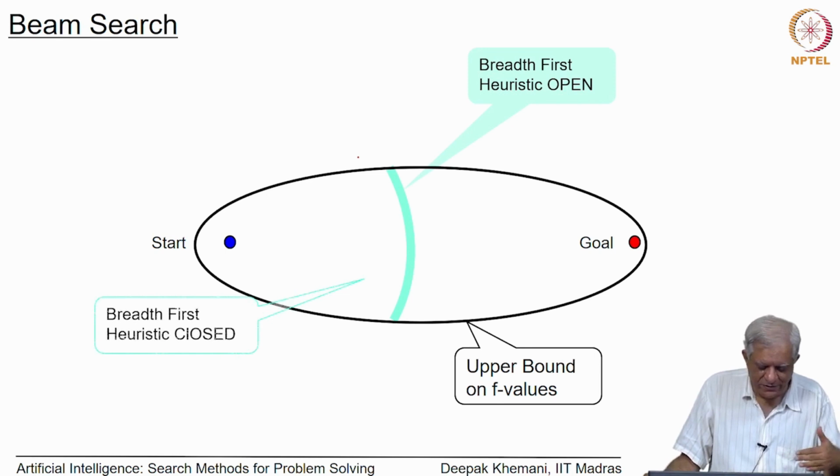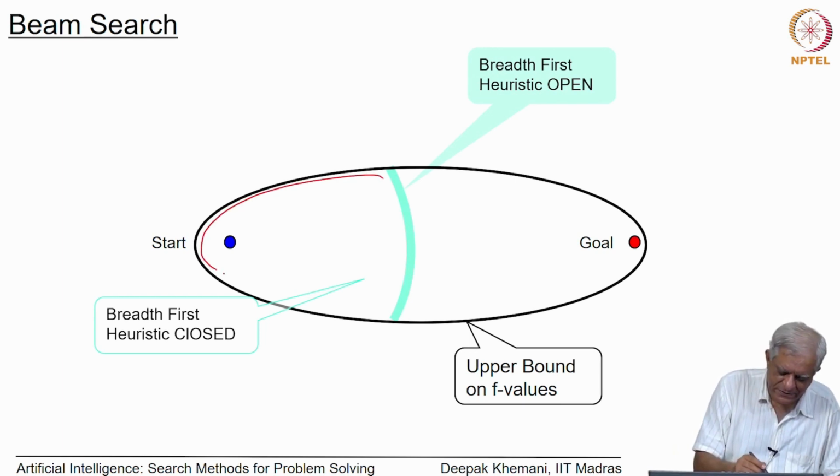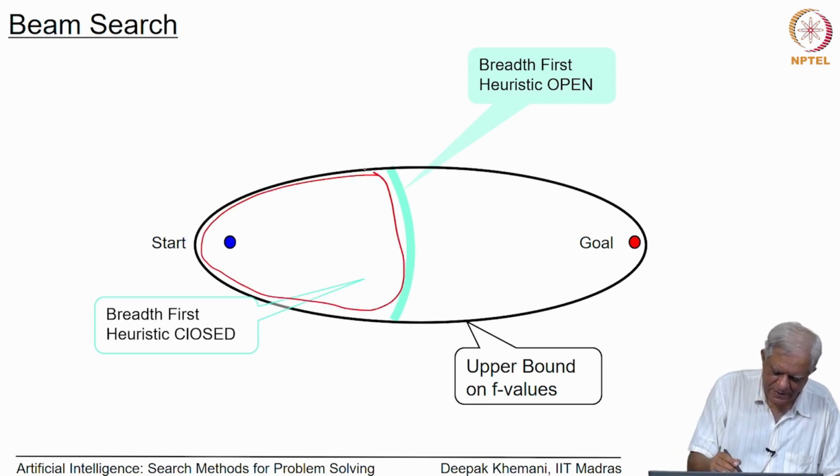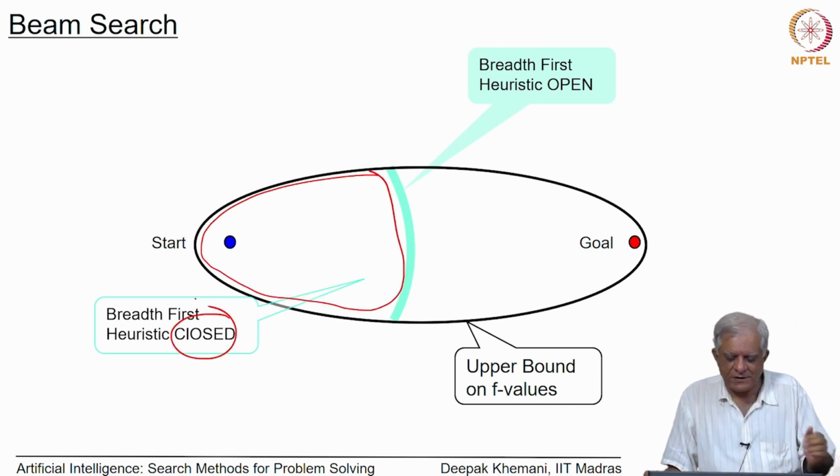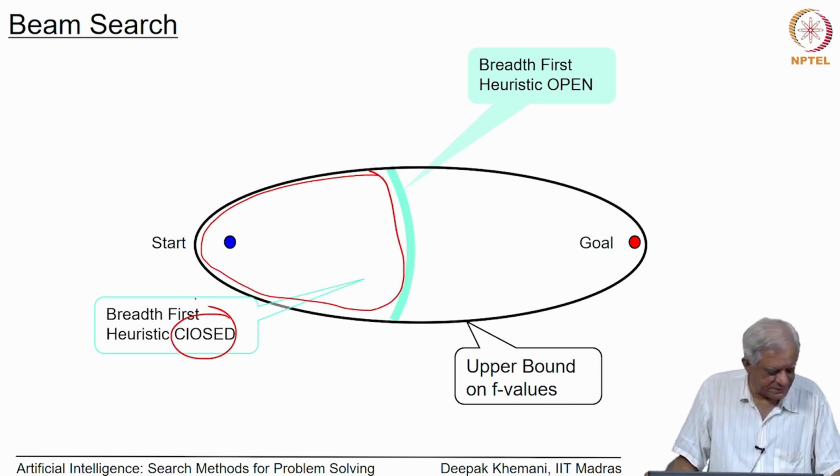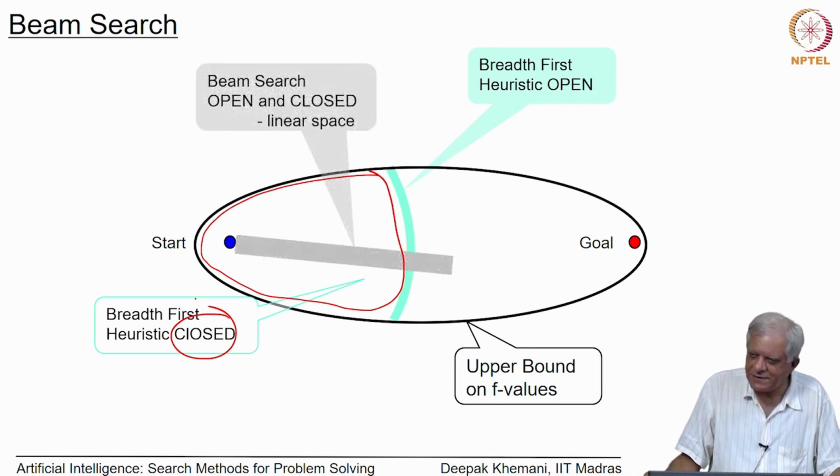So, I have not shaded those nodes here, but you can imagine that all these nodes which fall within this region, they are in the closed list essentially. So, this is the total requirement of breadth first heuristic search. What about beam search? Beam search just simply keeps W nodes at every level, and so open and closed together, as we have argued, grows linearly.